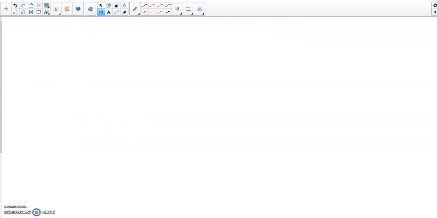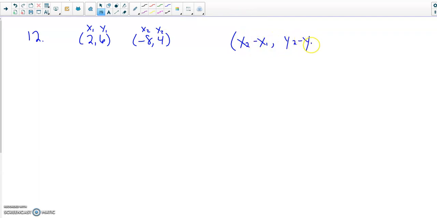Okay, so let's see. Now, number 12 is component form. So we have 2 ordered pairs. So that's the initial. And then here is the terminal. Label these x1, y1, x2, y2. Now, the formula is going to be x2 minus x1, y2 minus y1. Okay, so here we go. So this will be -8 minus 2, and then 4 minus 6. So my final answer here is going to be -10 and -2.